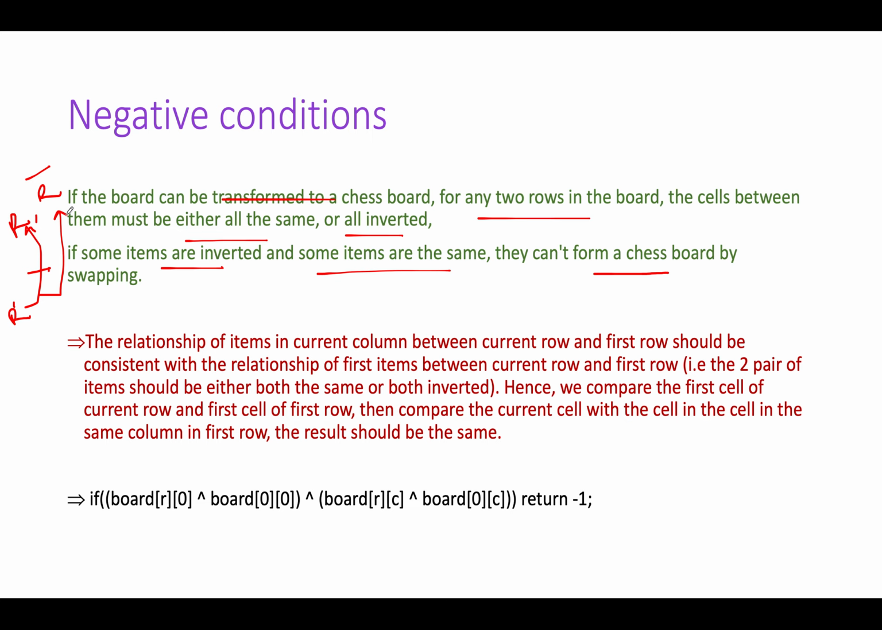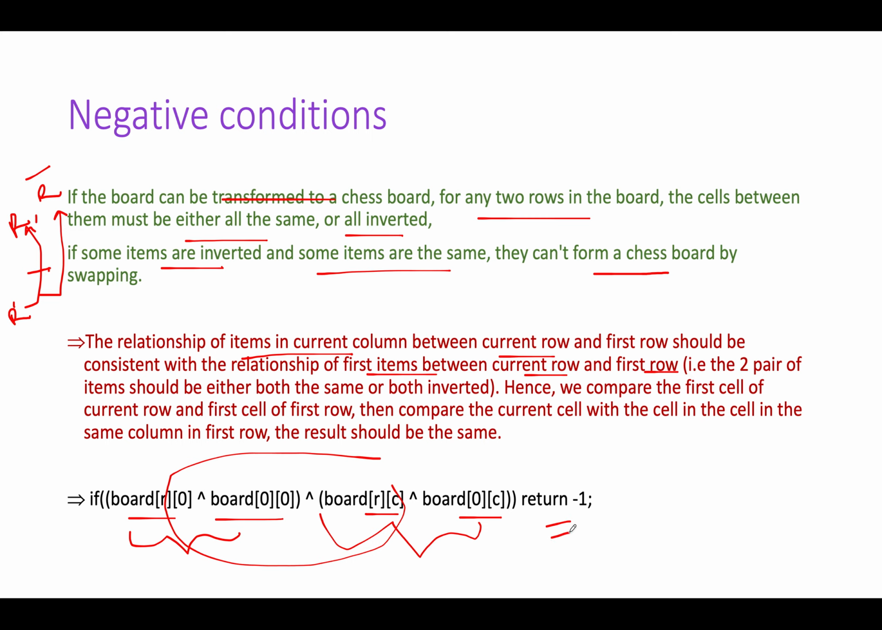How can we mathematically express this? The relationship of items in the current column between the current row and the first row should be consistent with the relationship of the first item between the current row and the first row. Hence, what do we do? We compare the board of R, 0 with the board of 0, 0. We calculate the XOR and then we compare it with the XOR of board of R, C with board of 0, C. And once we have these two expressions, we perform the XOR of both of them. If the answer comes out to be true or greater than 1, then we simply return -1.